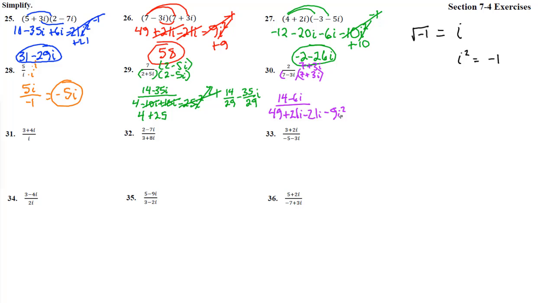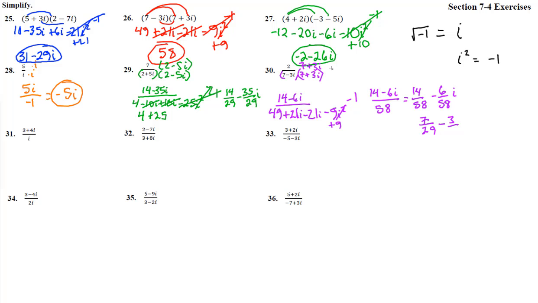Let's not put the equal sign there. I squared is a negative 1. Negative 9 times negative 1, that's a plus 9 that comes there. 49 plus 9 is 58. So we get 14 minus 6i over 58. Let's separate it up into the two pieces. That's 14 over 58 minus 6 over 58i. These fractions can simplify. We get 7 over 29 minus 3 over 29i.